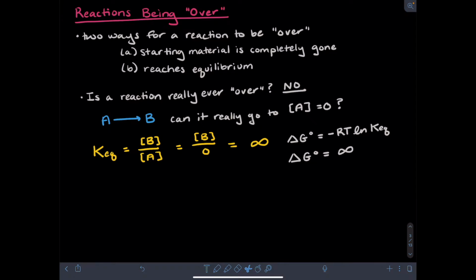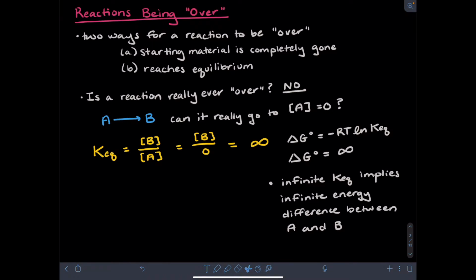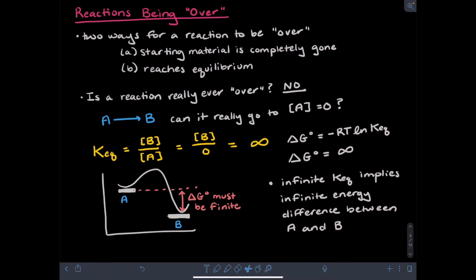Because delta G is equal to negative RT natural log of the equilibrium constant, if the equilibrium constant is infinity, then delta G is also infinite. This would imply that if the concentration of starting material reached 0, truly 0, then you would have an infinite energy difference between A and B. In reality, the difference in energy between the starting material and product needs to be finite, even if it's really large. And therefore, we can conclude that it is not possible for delta G or KEQ to be infinite, and the reaction can never truly end in the sense that the concentration of the starting material will never reach truly 0. It may become really, really small, but it will never be completely gone, even if you can't detect it anymore by standard methods.